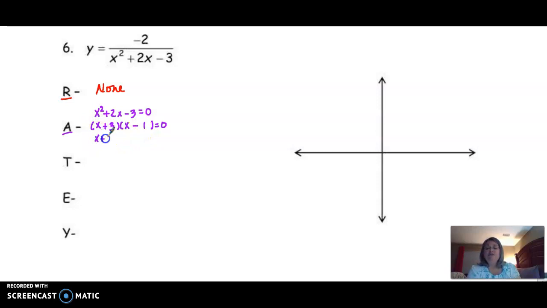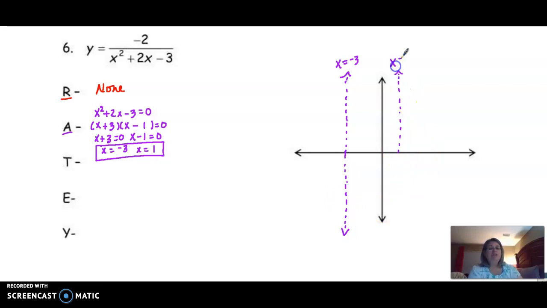If I set each of those equal to 0, I know that x is equal to negative 3. If I set minus 1 equal to 0, I know that x is equal to positive 1. Now don't write them just with a comma, write them separately, because remember, that is two separate equations, which means two separate lines. So we're going to draw a line at x equals negative 3. And don't forget the bottom part. And then we're also going to draw one at 1.